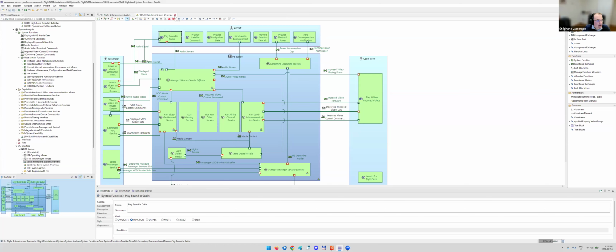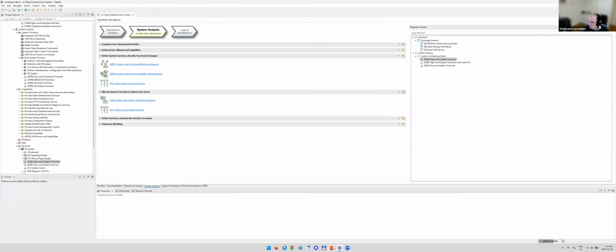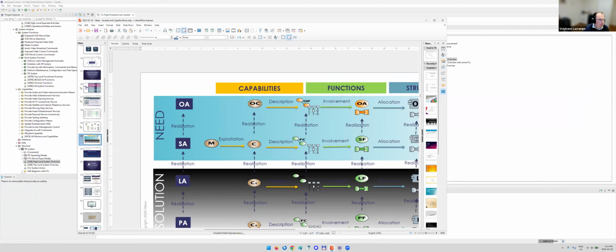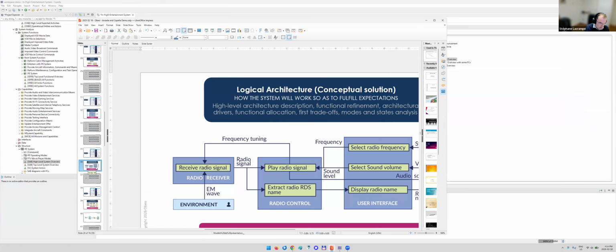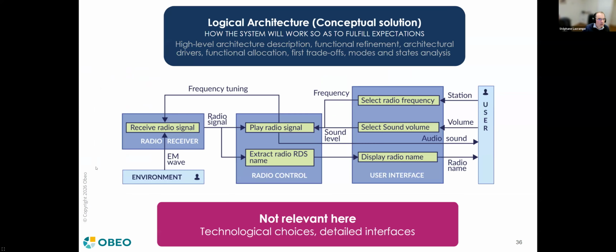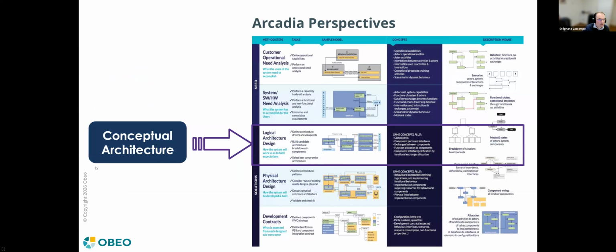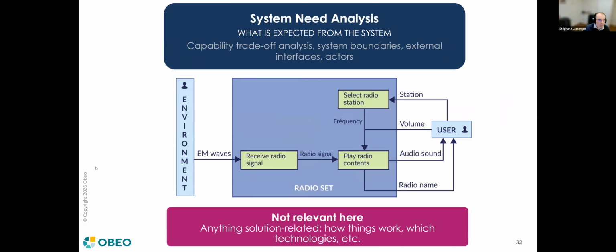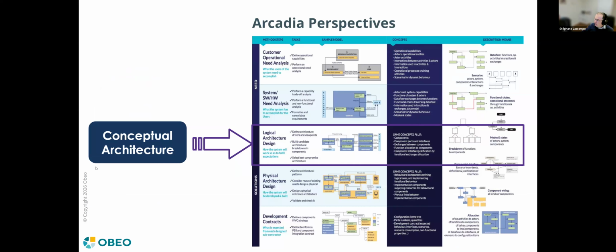All right, let's move to the logical analysis layer. I'm going to go back quickly to the presentation. So we were looking at the system need analysis. Now we are moving out from modeling the needs and moving into modeling the solution by starting on the logical architecture, which we call also the conceptual architecture.